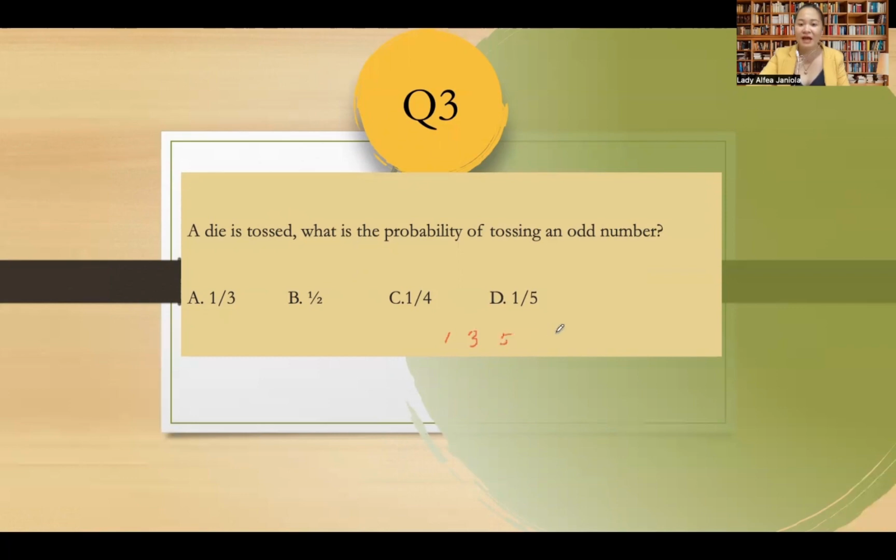Odd numbers in a die. So there are 3. 3 is the sample. And then the total sample space we have here is 6. 6 faces of a die. So 3 over 6, or that is 1/2. So the answer is letter B.